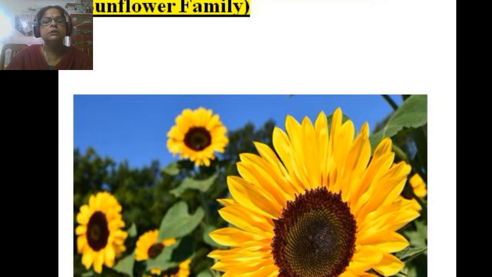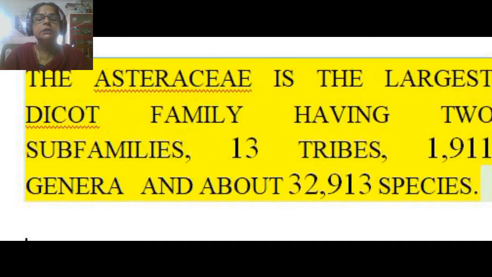Today we will study the family Asteraceae, which is known as the Compositae family. It is also known as the sunflower family. Asteraceae is the largest dicot family, having two subfamilies, 13 tribes, and many genera. The number of genera is very large, 1911, and 32,913 species are well known today.